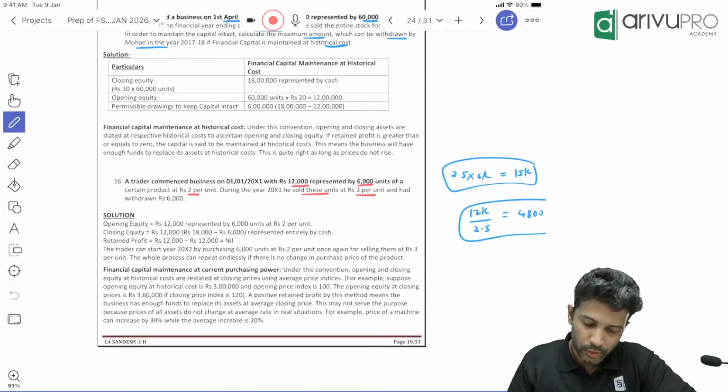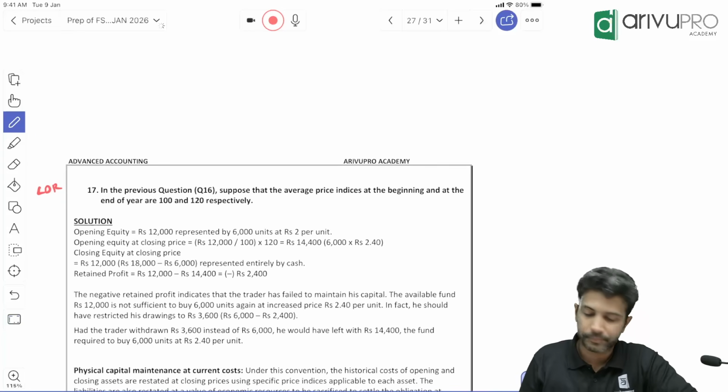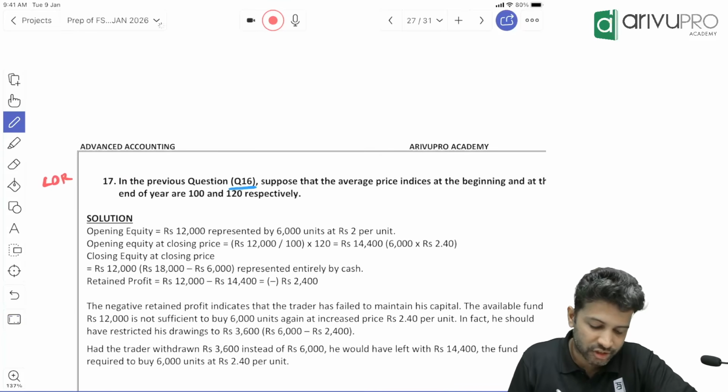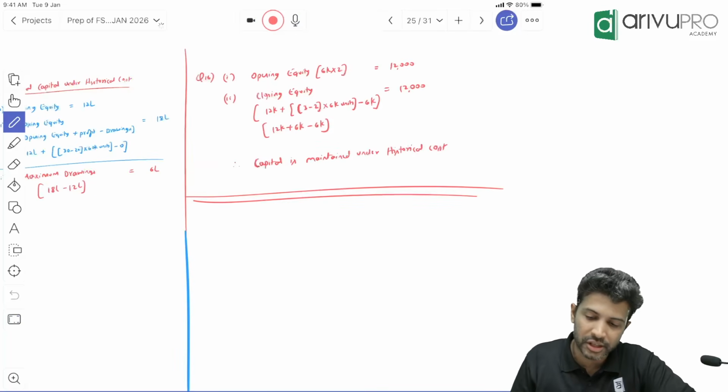Which question is this? Question number 17. Okay, come to question number 17. In the previous question, under question number 16, let's get that previous question's data once more.